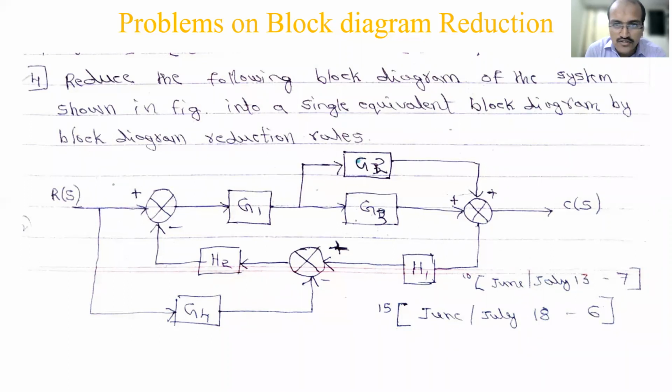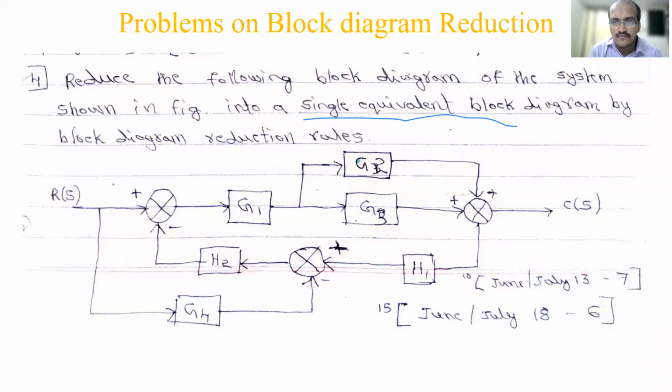The third question: reduce the following block diagram of the system shown in the figure into a single equivalent block diagram by block diagram reduction rules. What they have told here is they didn't ask you for C of S by R of S. Instead, between R of S and C of S, you should have a single block, which is nothing but the transfer function itself. Just to confuse you, they have given it in this manner, a single equivalent block. So we have to reduce in the same fashion.